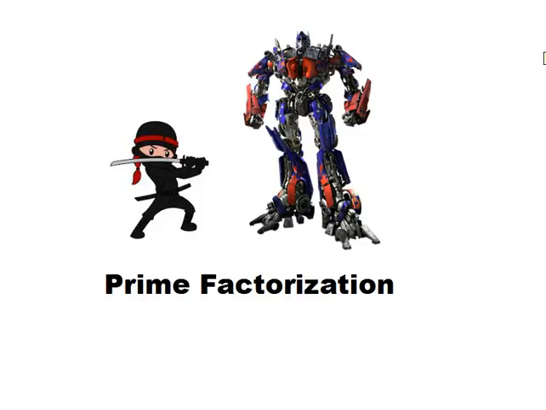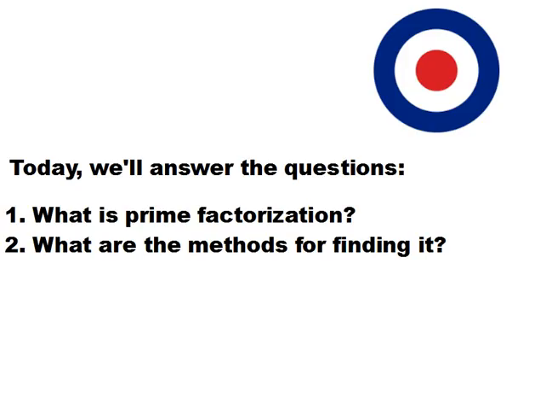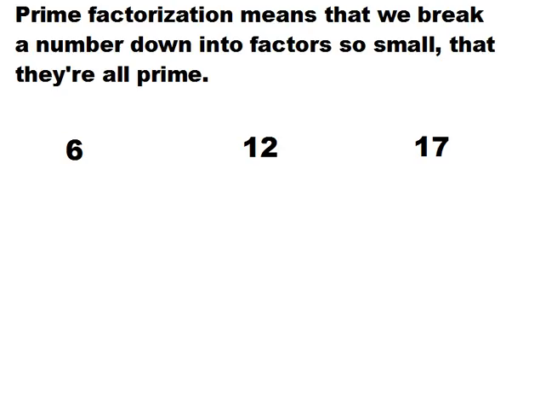Let's get started. Today we are going to answer the questions, what is prime factorization and what are the methods for finding it? Well, it's actually pretty simple. Prime factorization means that we break a number down into factors so small that they're all prime numbers. So, let's take a look at these three numbers.